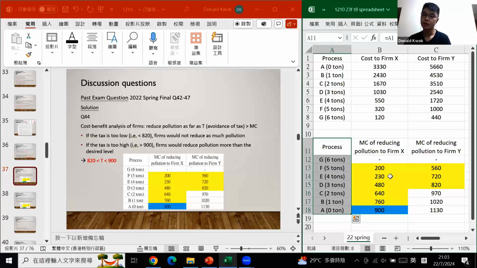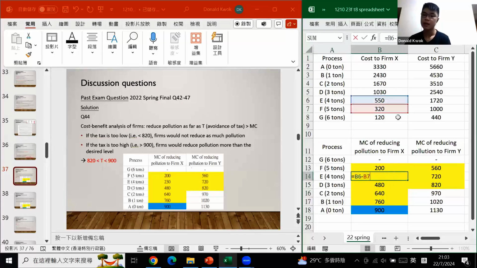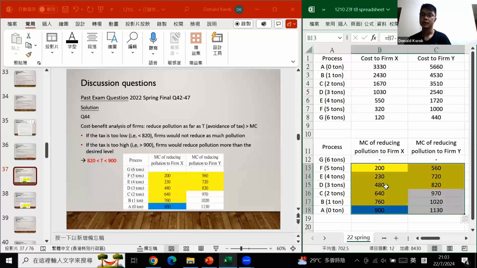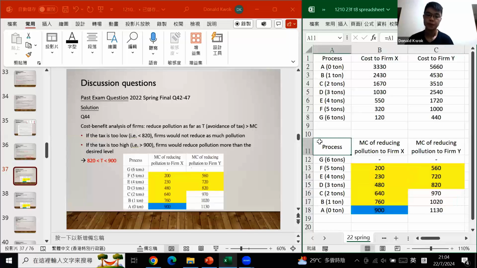So if firm X is going to reduce the second ton of emission, it will move from using process F to process E, and the additional cost required is 550 minus 320. We also have similar logic for other cells in this column and also for firm Y, and this is how we can construct the marginal cost table here. And we are now ready for our analysis.